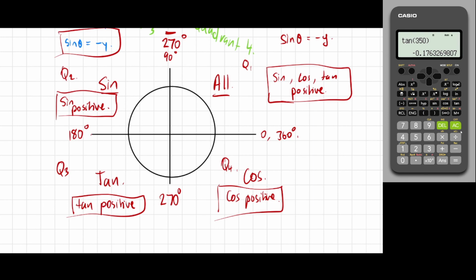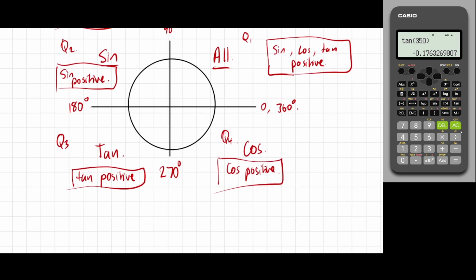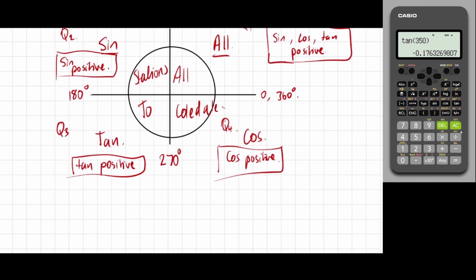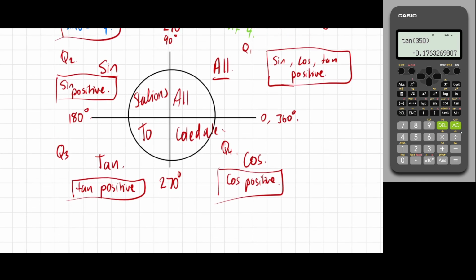Okay, so how do you remember which ones are which? What's the quick way to do it? Now, I like to use this one. All stations to Coaldale, a little bit like Sokotoa. All you've got to remember is all stations to Coaldale, ASTC, and that will tell you what angles are in which one. So which ones are positive in which quadrants, and which ones are negative in which quadrants.